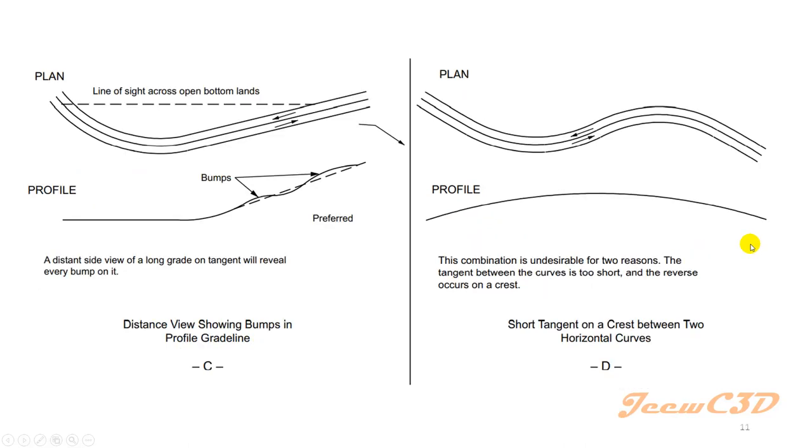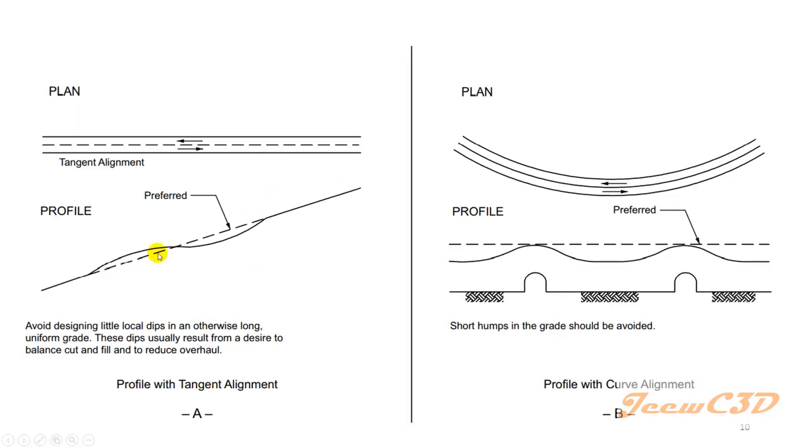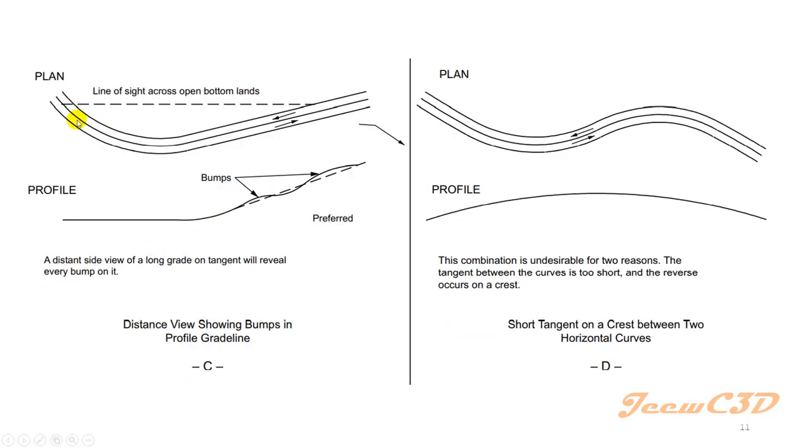Then you have this thing. You have a curve here and you have a straight here in your horizontal alignment. Here in the profile, you have a lower ground here and a high ground here. So if you have vertical curves like this, in the initial example, the vehicles are coming from this side, according to this image, so it will make unpleasant bumps on the road if you design the profile like this. So instead you can have a single grade.